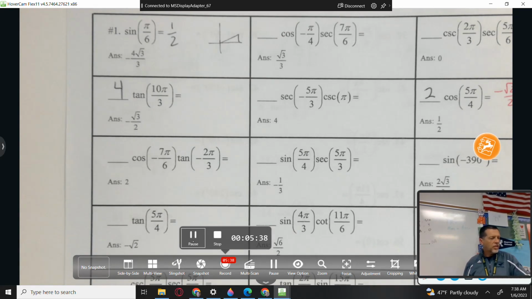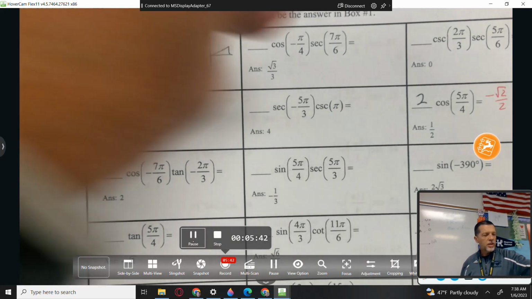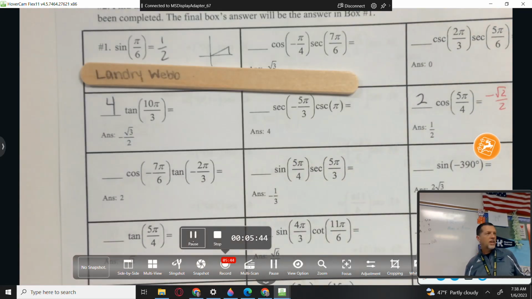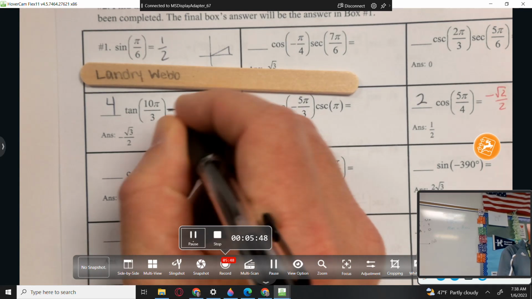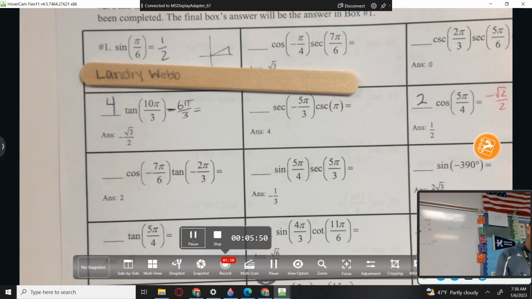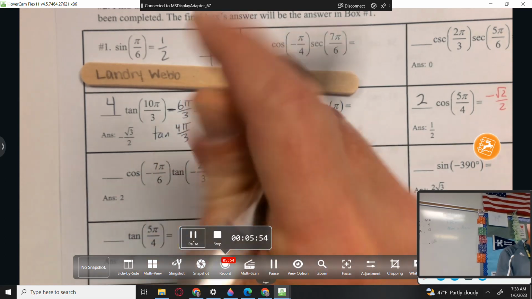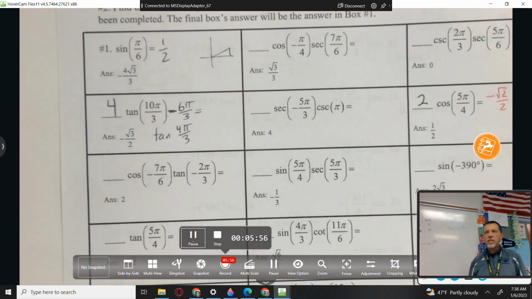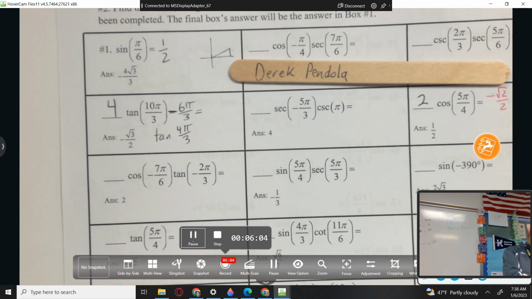10 pi over 3. I don't like that. Landry, what do I do with 10 pi over 3? Good. We'll subtract 2 pi. That gets me tangent of 4 pi over 3. Tangents. A little bit harder. I'll slow down the questions here.